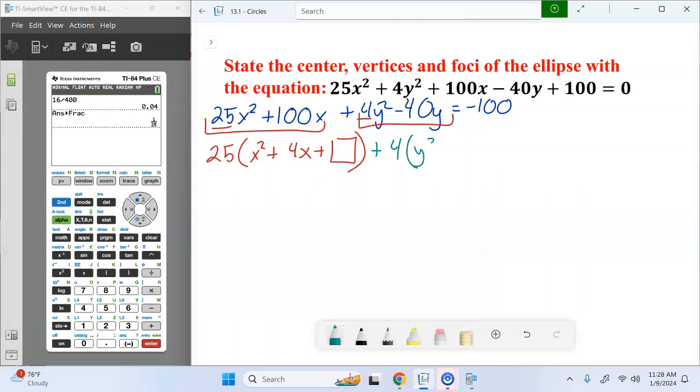4 y squared minus 10y plus something equals negative 100. What did I forget on the right? I left something out. Multiplying by what? 25 and 4. So since we factored out 25 and 4, we do not want to forget multiplying by 25 and 4 on the right.